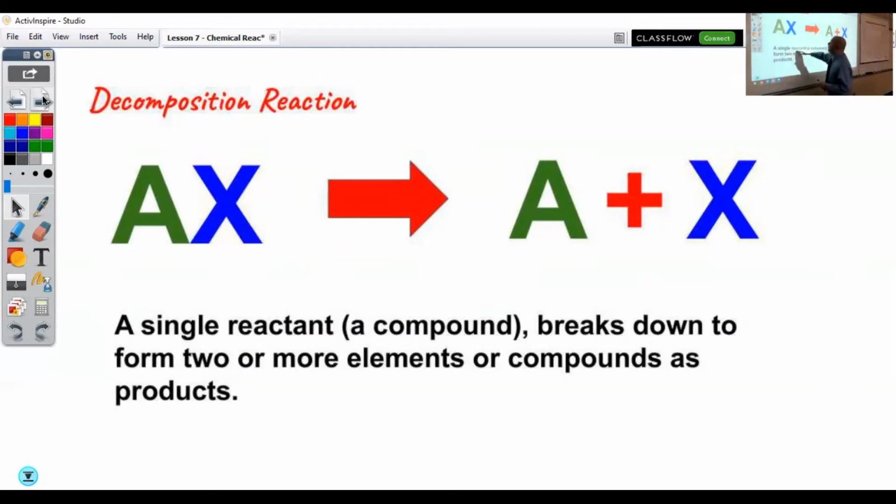AX is a single reactant, which is going to be a compound. It breaks down to form 2 or more elements or compounds. So A and X could be 2 separate elements, or they could be a compound, or they could be a mixture of a compound and an element. These definitions here should be right below the term on your handout. So there's a box there. Please copy that definition into the box.